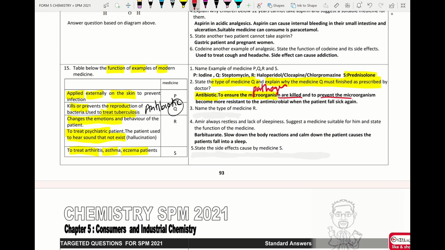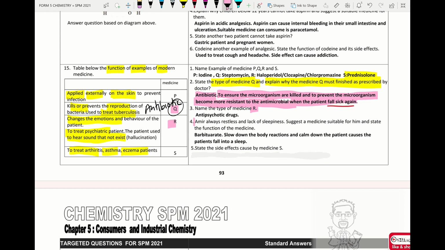Okay, and to prevent the pathogen or microorganism from becoming more immune or resistant to the antimicrobial when the patient falls sick again. So please remember, the type of medicine R, Medicine R is known as antipsychotic medicine.